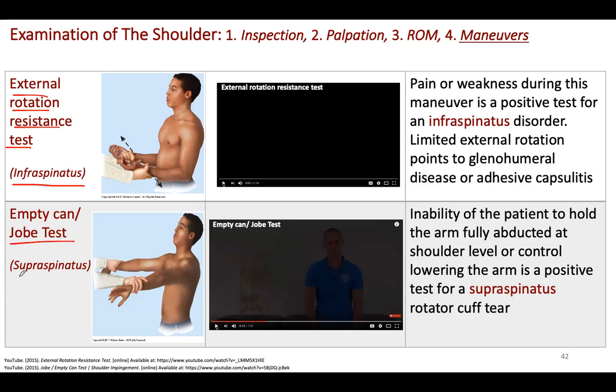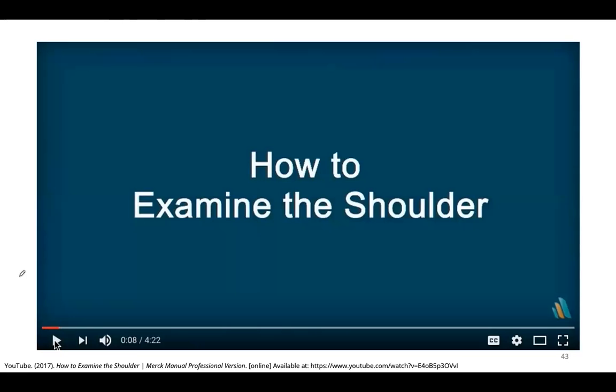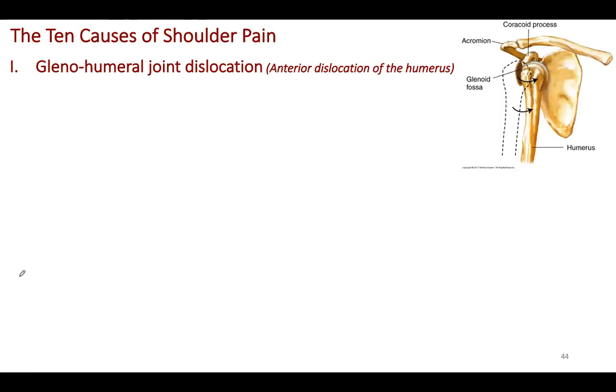Probably you noticed that the supraspinatus name recurred pretty much. Why? The supraspinatus is the most commonly involved muscle of the 4 muscles of the SITS. Of the 4 muscles of the rotator cuff, the supraspinatus is the one most frequently injured. I can say more than 75%, if not more than 90%, of rotator cuff lesions will originate from the supraspinatus. And this video again shows all the steps of examining the shoulder.